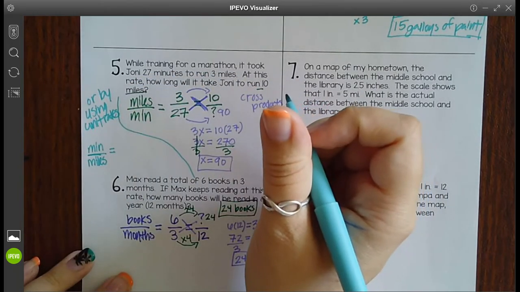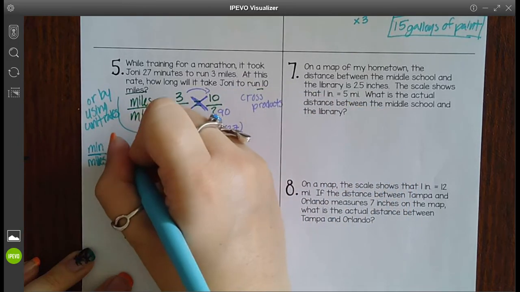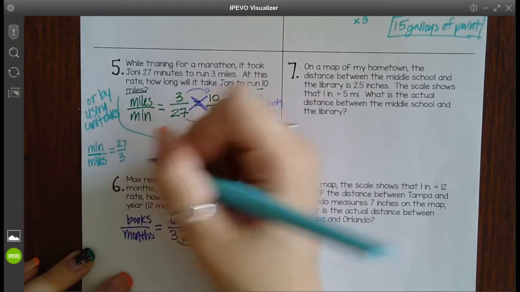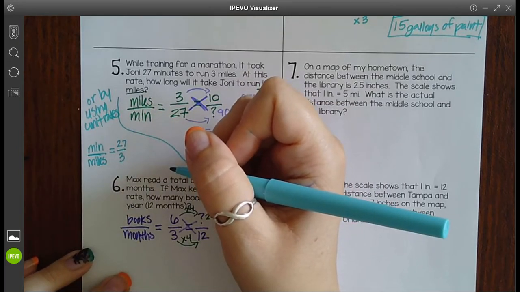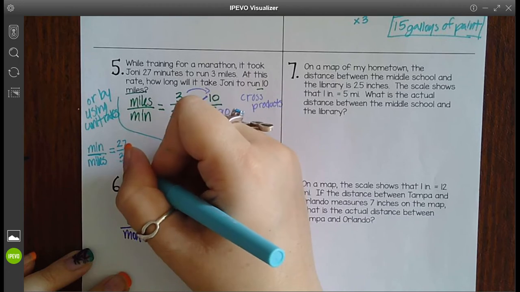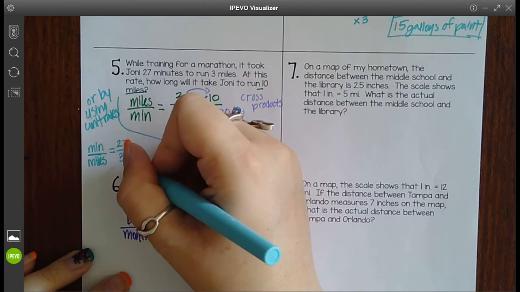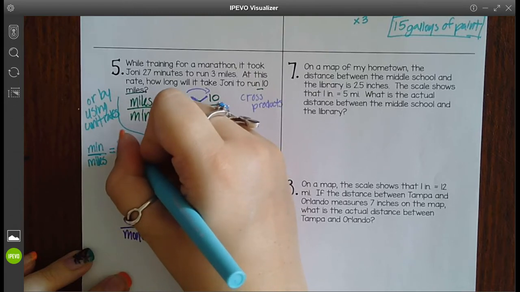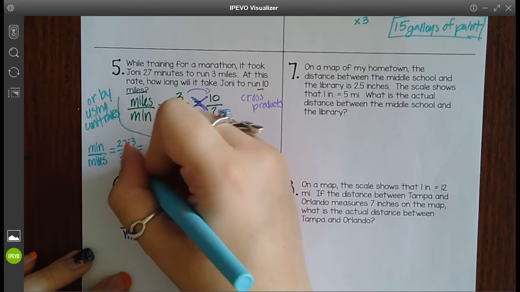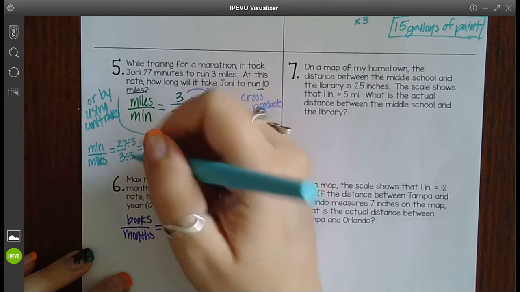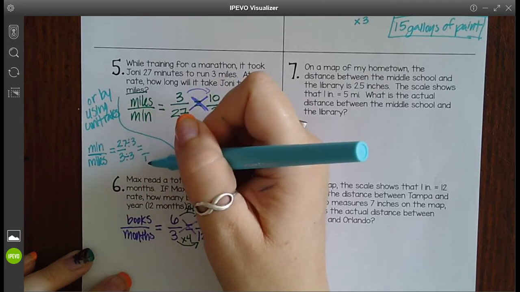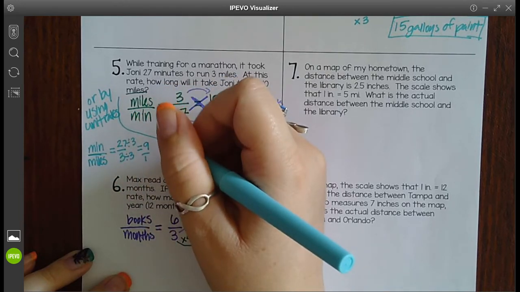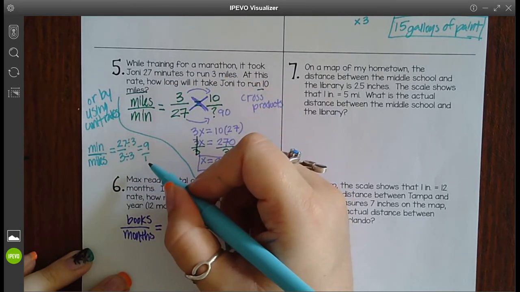Okay, so they told me that it takes 27 minutes to do 3 miles. So let's find the unit rate. I want to know how long will it take me to run 1 mile. Well, how do I get this denominator to become 1? If you divide it by itself, right? 3 divided by 3 is 1. And whatever you do to the bottom, you have to do to the top. Well, 27 divided by 3 is 9. So now you have a unit rate. You have a denominator of 1.